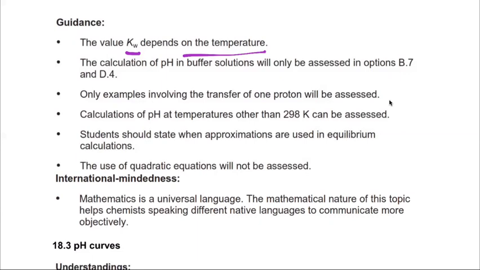Buffer solutions, we're actually going to get to that next time in 18.3. And like it says here, it's only going to be assessed in these options. And we actually don't have to cover options this year. They took that out of the test. That was paper 3 that they took off.